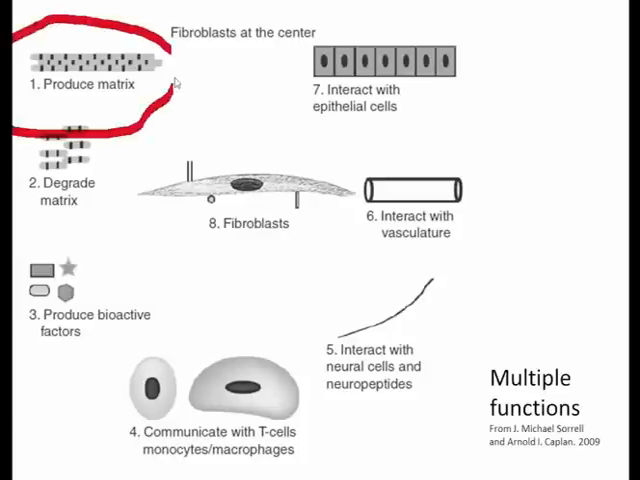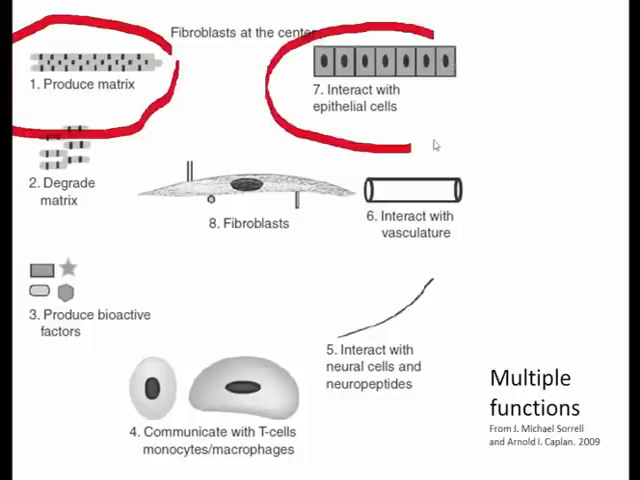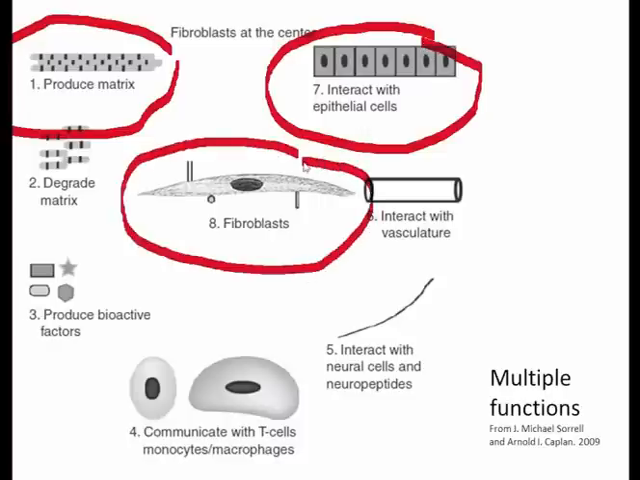They produce matrix, collagen and elastin. They degrade matrix. They're responsible for the turnover of the matrix in connective tissues. They produce bioactive factors. They're very gregarious. They communicate with the immune cells. They interact with neural cells. They interact with the vasculature. They interact with the keratinocytes in the epidermis. So the fibroblast is more than just a very humble worker cell. It is a key cell in the maintenance of the dermis.